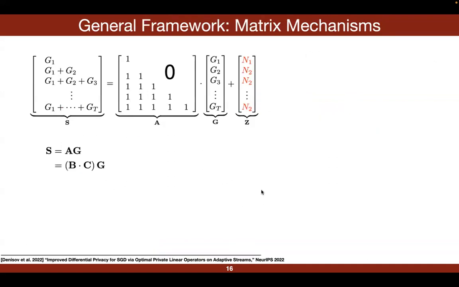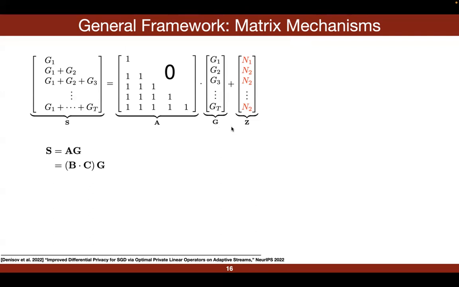So in order to further improve the previous tree aggregation mechanism, we can study a more general framework called matrix mechanisms. The idea is as follows. Now our goal is to release these prefix sums in a differentially private way. This can be written in the following matrix form. We can write it as a lower triangular matrix A multiplied by this gradient vector, G1 to GT.